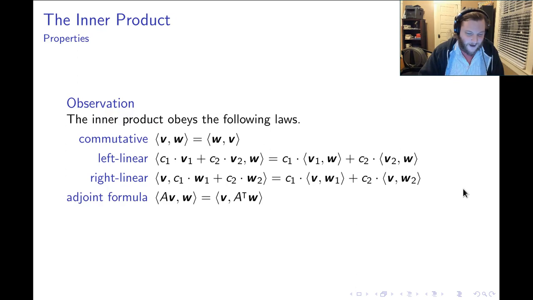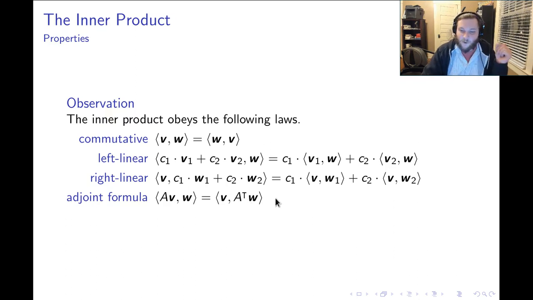There's another famous formula which is called the adjoint formula. Remember, we can take a matrix and multiply by a vector to produce a new vector. Well, let's say that I did that. Let's say I multiplied A times a vector V to produce a new vector, and then I decided to take an inner product of that new vector with some vector called W. It turns out that this is the same thing as taking the inner product of the original V before I multiplied by A, not with W, but with the transpose of A times W.